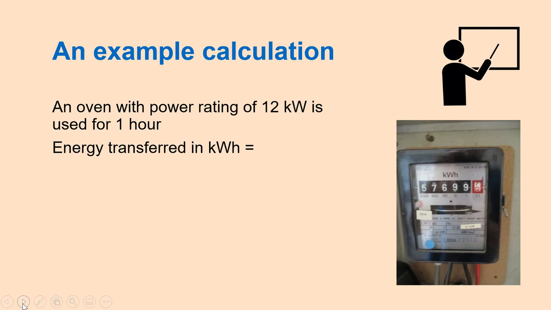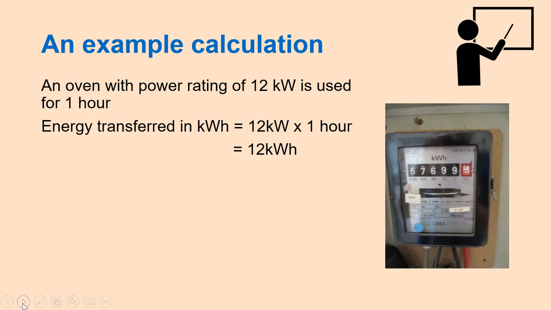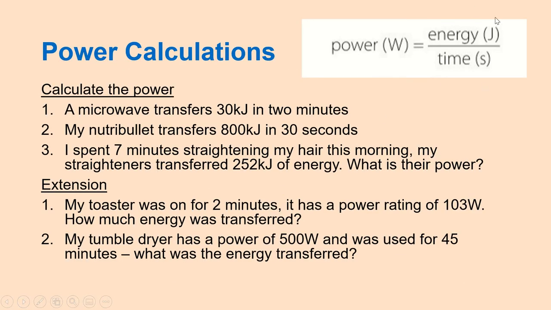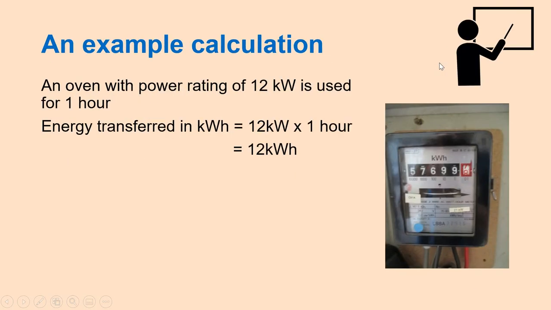So I'm going to do this question. Make sure you've got your pens down. There will be time for you to have a go later. So, an oven with a power rating of 12 kilowatts is used for 1 hour. So, we do 12 kilowatts times by 1 hour to get the amount of energy transferred. So that's rearranging this equation so that it was energy equals power times time. And we get 12 kilowatt hours.